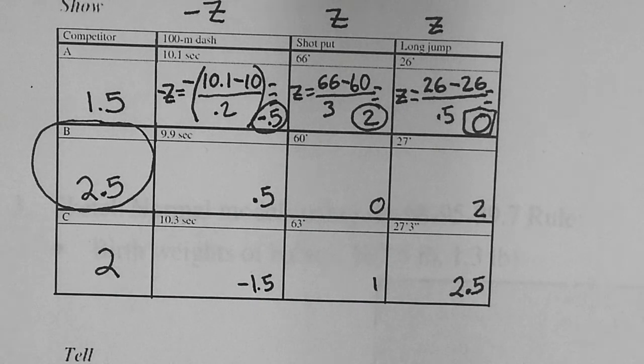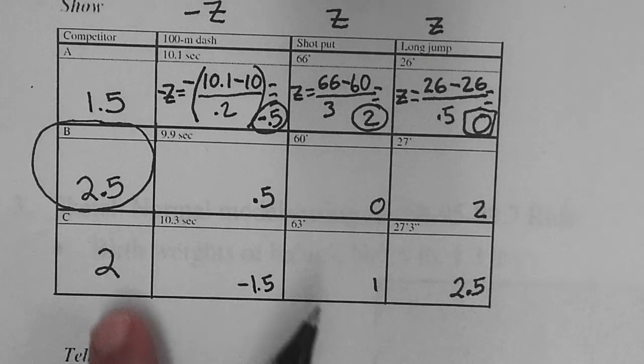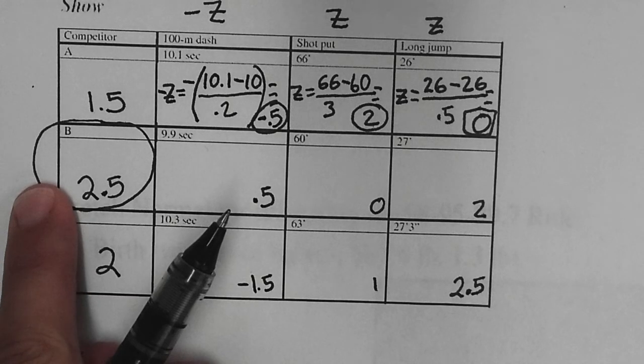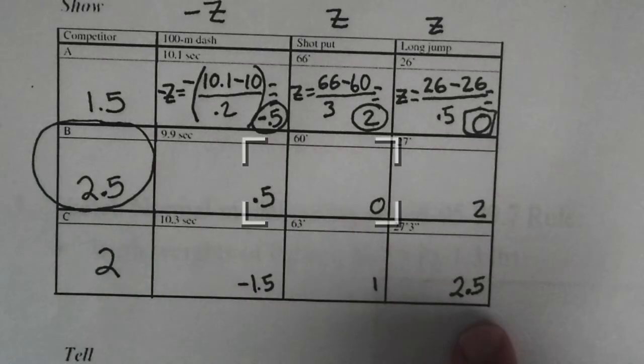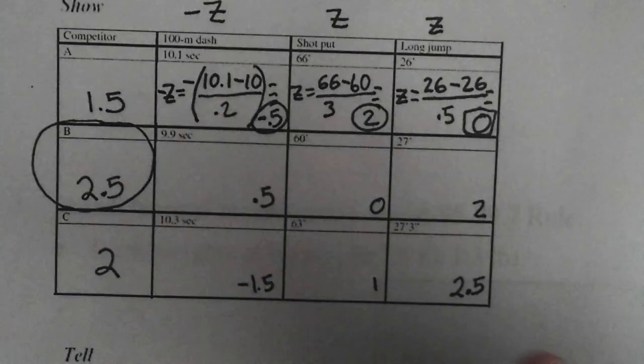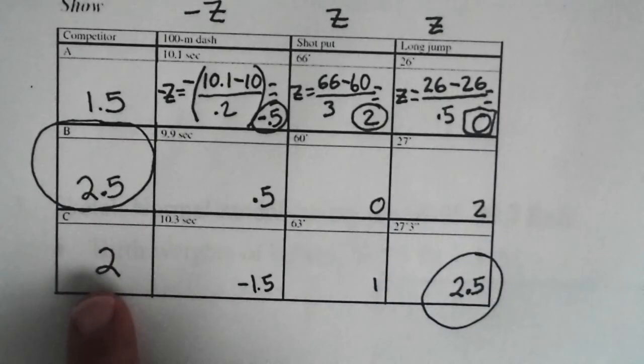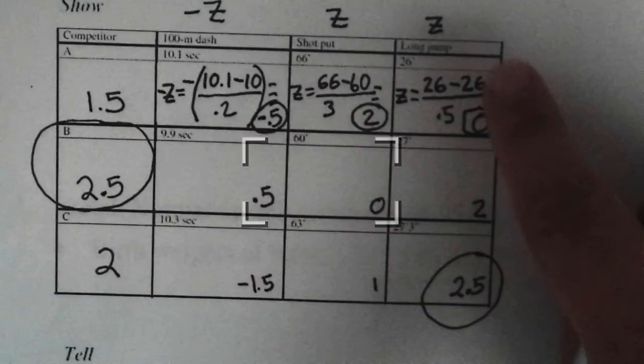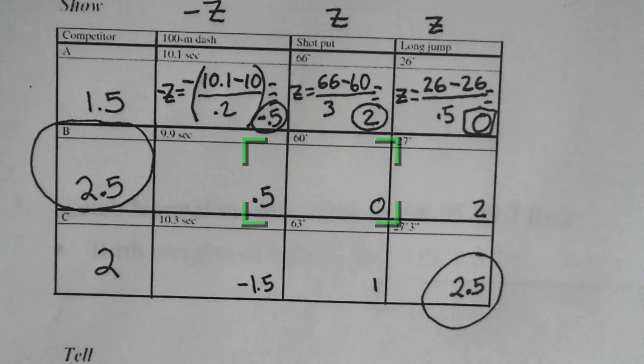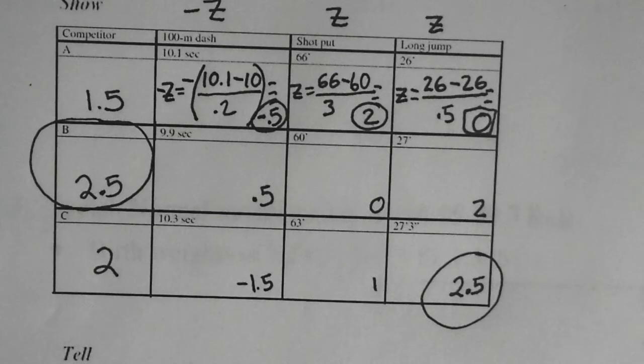The second question says, who turned in the most remarkable performance of the competition? So even though competitor B won overall, the most remarkable performance is this 2.5 standard deviations above the mean. And that was competitor C in the long jump. So competitor C's long jump performance was the most remarkable performance of the competition.